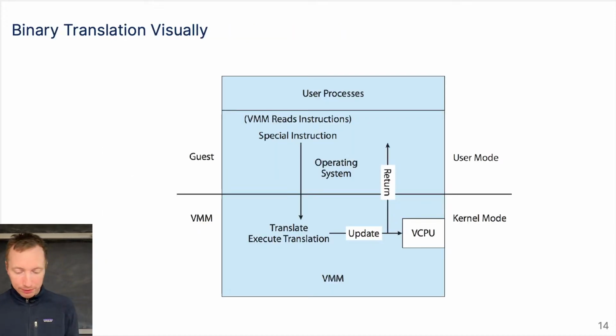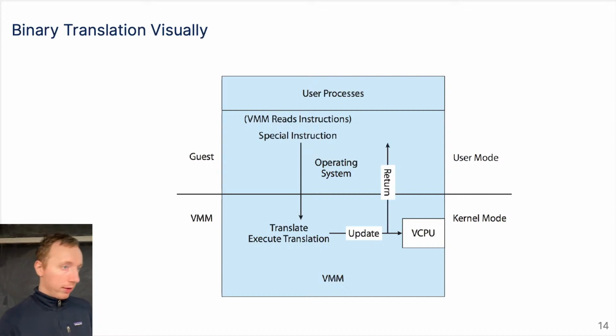And this is what it looks like visually. It's kind of the same thing, but instead of relying on a trap to get generated when you try to execute an instruction, this will look at the instruction, see if it's one of these special instructions, and then simulate it by updating the virtual CPU and then returning and continuing execution as normal.